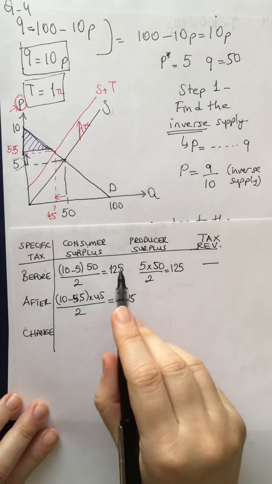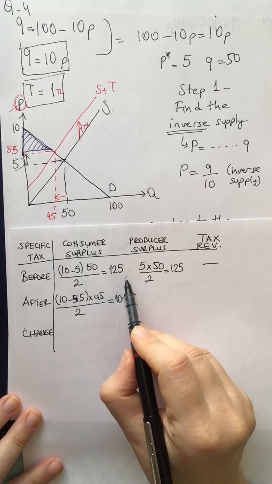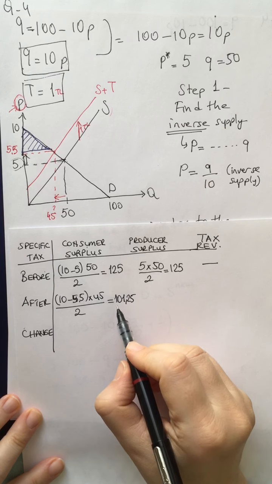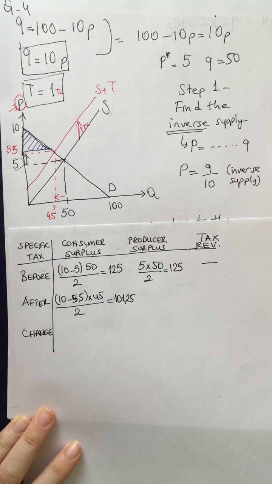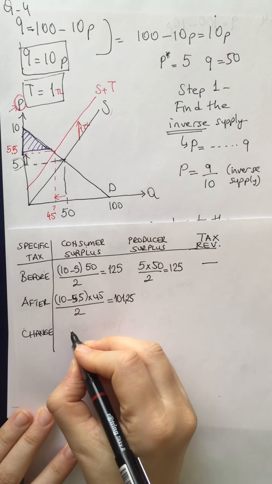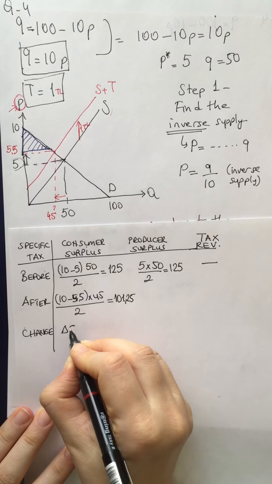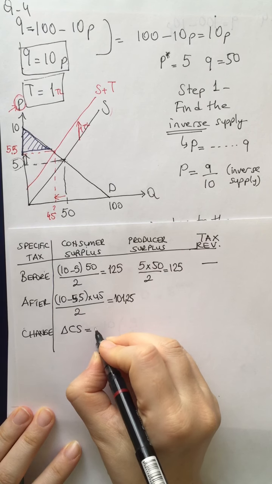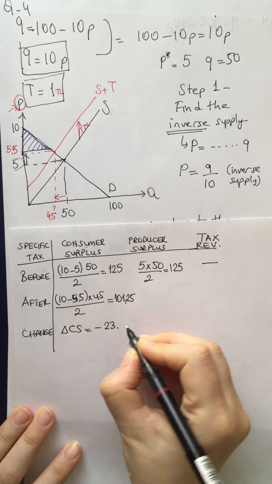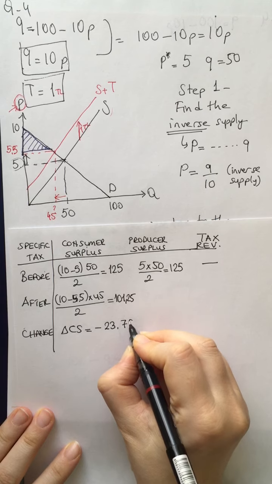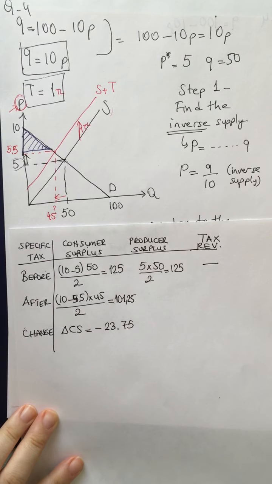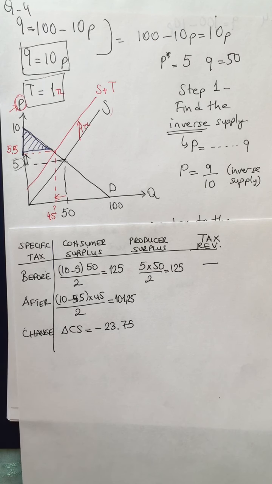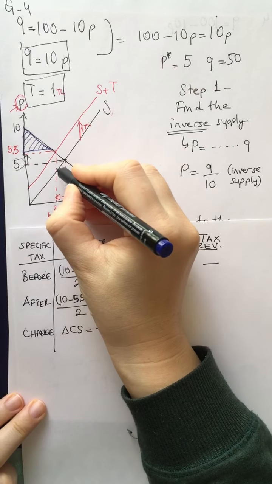101.25. So consumer surplus was before 125, now 101.25. The change in consumer surplus, in that case, is a decrease in consumer surplus by 23.75. Let's come to producer surplus. After the tax, producer surplus will be the area.